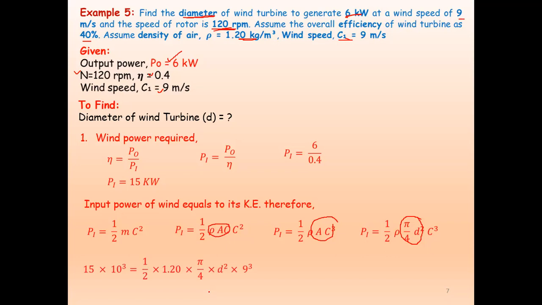So after calculation, after putting some values, we get input power as 15 kilowatt. So converting into watt, 15 into 10 raised to 3 is equals to 1 by 2 into 1.20 into pi by 4 into d square into 9 cube. So we get the diameter of wind turbine as 6.608 meter.